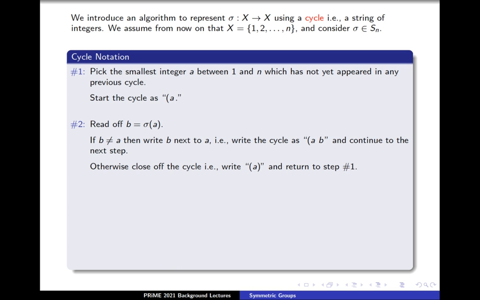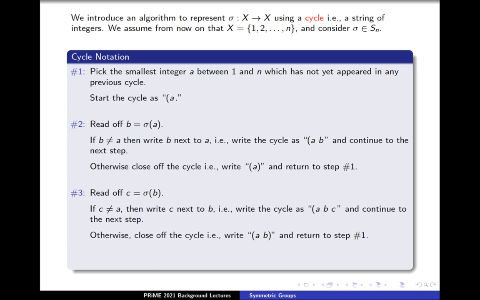Second, let's read off b equals sigma of a. If b does not equal a, then write b next to a, i.e. write the cycle parentheses a, b, and continue to the next step. Otherwise, if b is equal to a, we'll close off the cycle, i.e. write parentheses a, end parentheses, and return to step number 1.